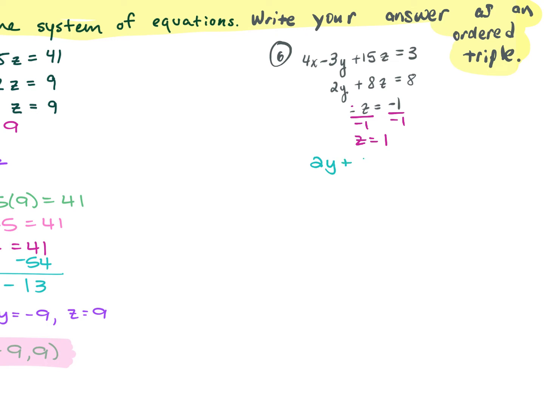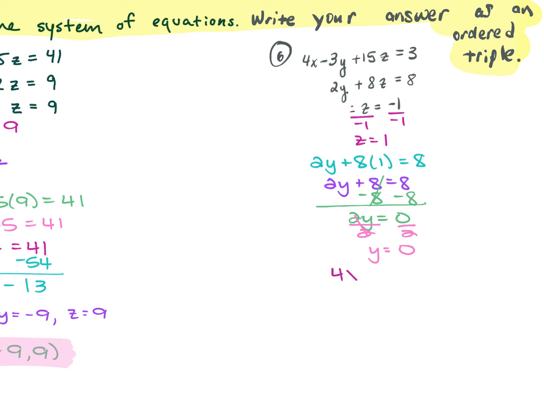Plug it into the middle equation. That's 2y plus 8 times 1 is equal to 8. 8 times 1 is 8, so 2y plus 8 is equal to 8. Subtract your 8 from both sides. That gives you 2y is equal to 0. Then divide each side by the 2, and y is 0. Use your y as 0, your z as 1, plug those both into the top equation and solve for x.